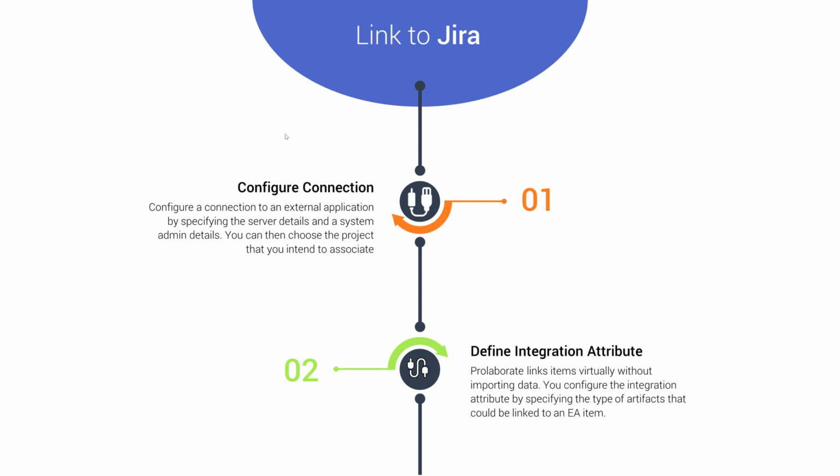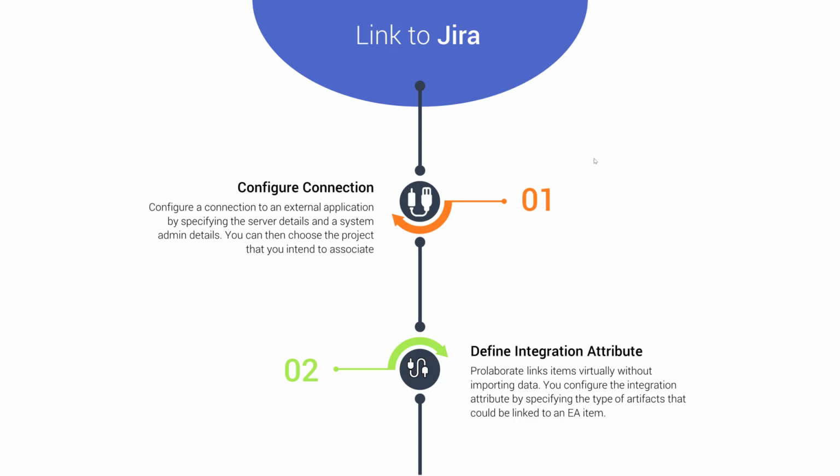In this approach, the data won't be imported from Jira to EA. They would be residing in their own repositories, but a virtual link will be created between the two, which will be shown in the diagrams and in the reports, etc. To do this virtual link, there are a couple of steps.